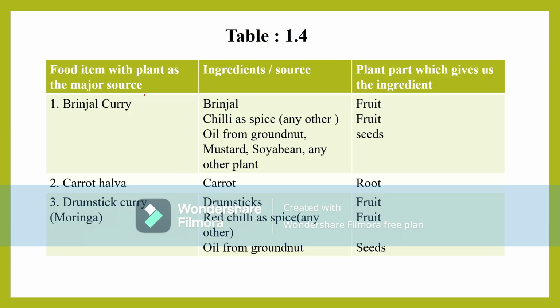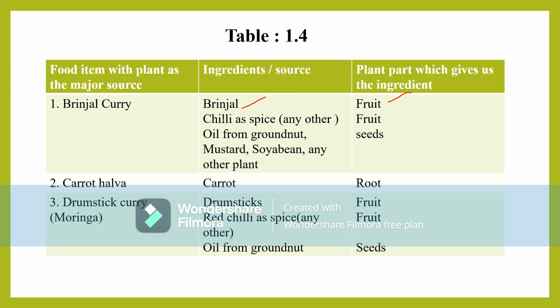So in the first column, as a food item with plant as the major source, the first example is brinjal curry. In column 2, write the ingredients, from which we get the brinjal. For brinjal curry, we need a brinjal. It is a fruit, right? In the third column, you write fruit as the plant part which gives us the ingredient. Brinjal is a fruit.